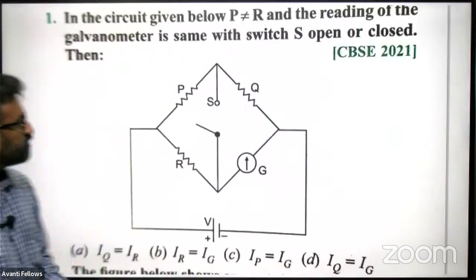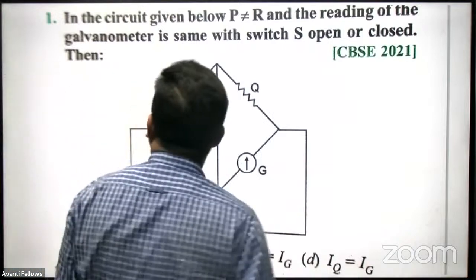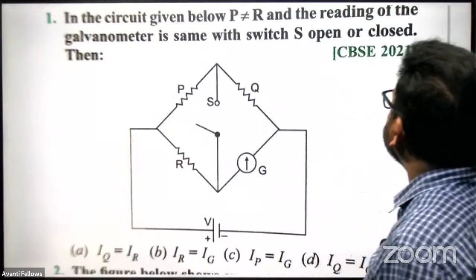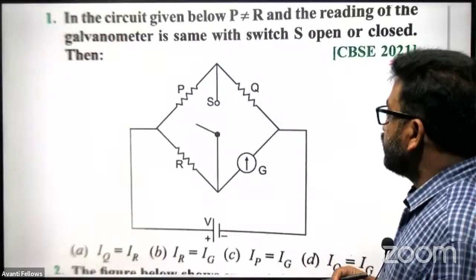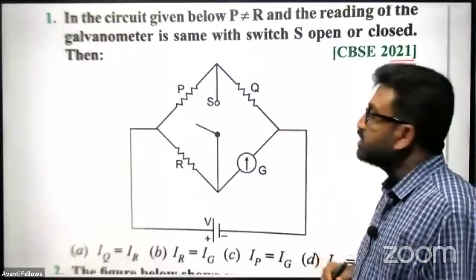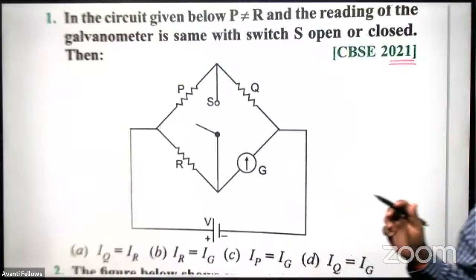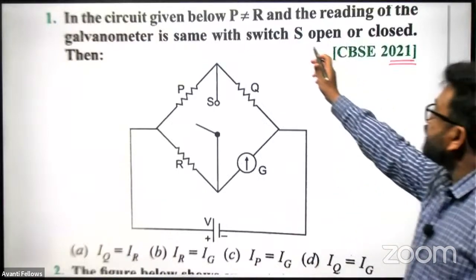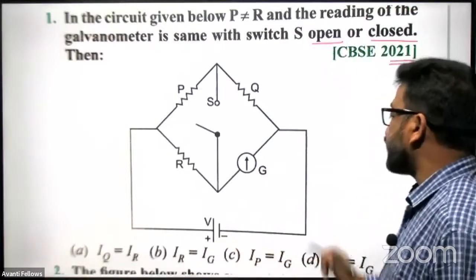In the next diagram, see this one. In the circuit given below, P is not equal to R, and the reading of the galvanometer is the same with the switch S open or closed. This is a 2021 question. Then which of the options is correct? The reading in the galvanometer is the same with the switch S either in open condition or closed condition.